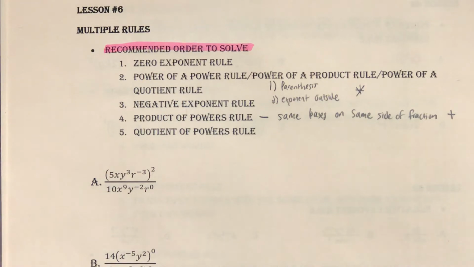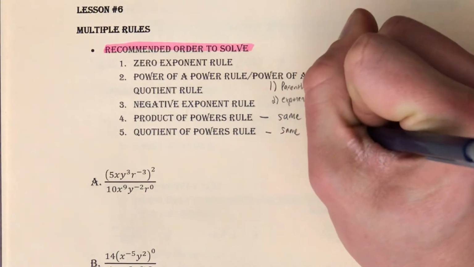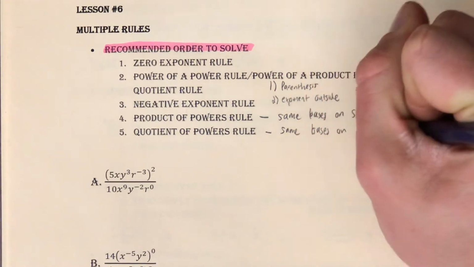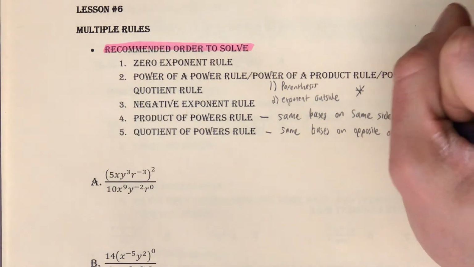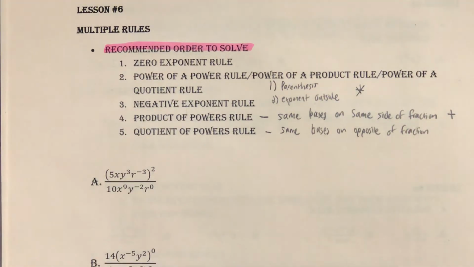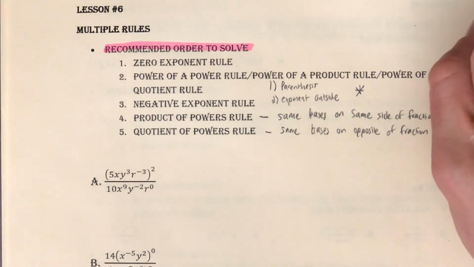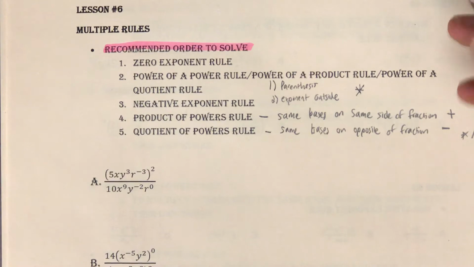then we are going to use the quotient of powers rule. And when we do this, we have to remind ourselves that we are looking for the same bases on opposite sides of the fraction. And then once we figure out that we have the same bases, we subtract the exponents with the answer going on the side with the bigger exponent, the side of the biggest exponent that we started with.